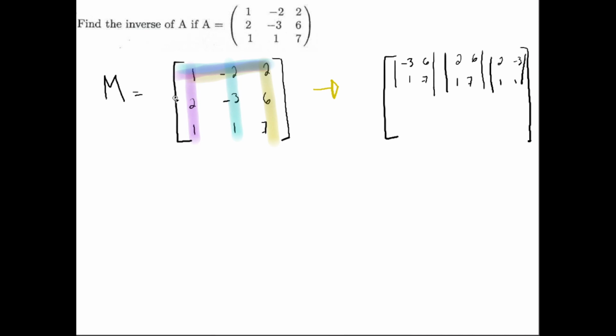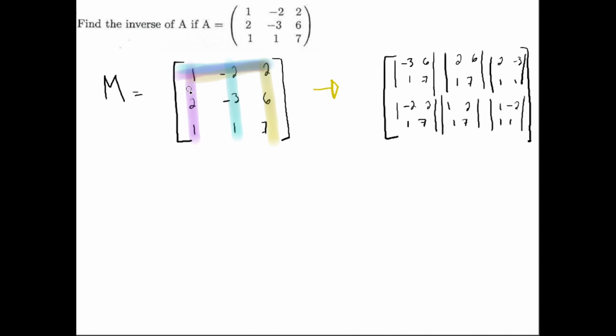I move on to my second row. I'm going to cross out this and cross out this. Now I'm left with negative 2, 2, 1, 7. Definitely did not make my brackets big enough. I'm going to cross out this row, this column, and this row, and I'm left with 1, 2, 1, 7. And then I cross out this column, this row: 1, negative 2, 1, 1.